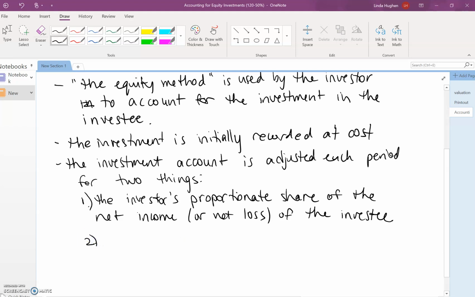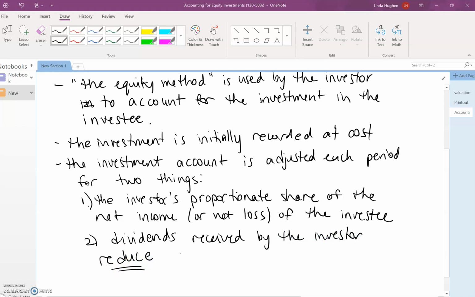And remember, what else affects a company's retained earnings aside from net income or net loss? It's also the dividends. So now we're saying our investee declared dividends. What happens to us? We collect the cash that's being paid, but then what's the other side of that entry? Under the fair value method, when we got dividends, we said that dividend revenue went up. Now what we say is the value of our investment account decreases. So the investment account is adjusted each period for dividends received by the investor. Dividends received by the investor reduce the equity investment account.